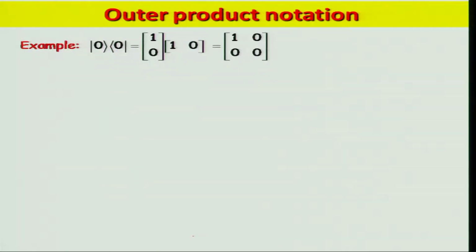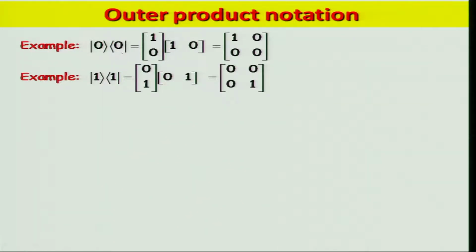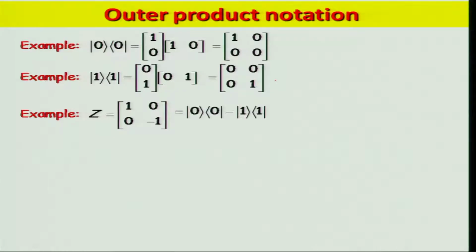When we use this outer product notation, we get different examples where we can see that the outer product |0><0| is a diagonal matrix of 1 0, versus |1><1|, which is a diagonal matrix of 0 1, and we can have operations which essentially mean the gates. For instance, the Z gate is nothing but an operation where we have the outer product |0><0| minus the outer product |1><1|.